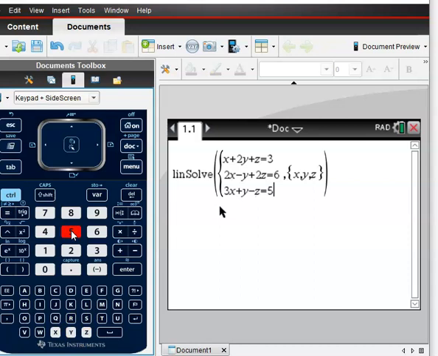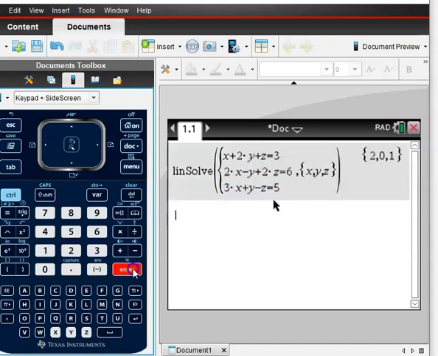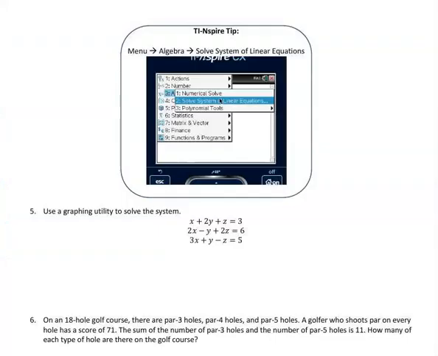Let me double check. x plus 2y plus z equals 3. 2x minus y plus 2z equals 6. And 3x plus y minus z equals 5. You press enter. Here's x, here's y, here is z. So our solution is 2, 0, 1. Or sometimes you might write it x equals 2, y equals 0, z equals 1. The answer can be in any order.